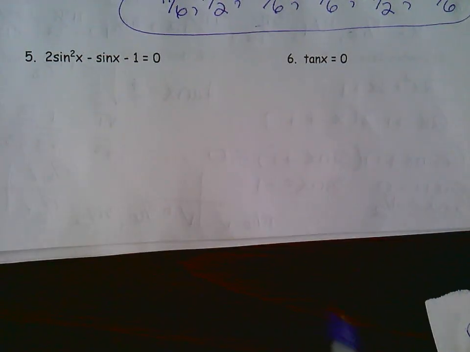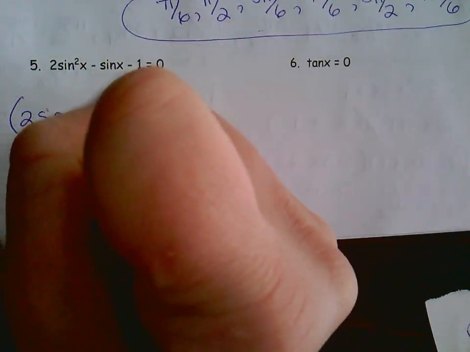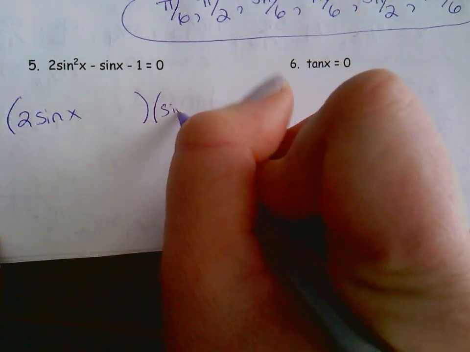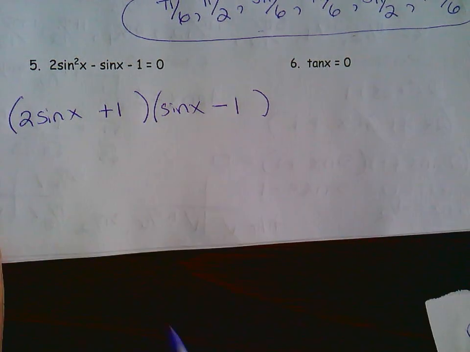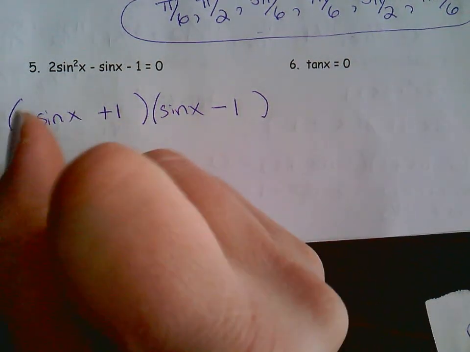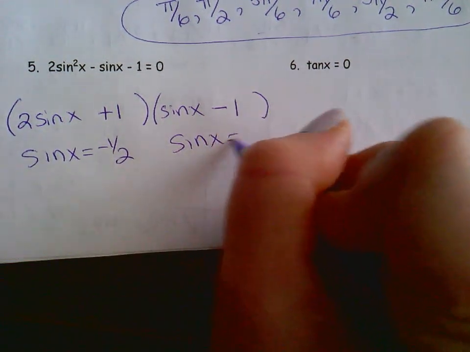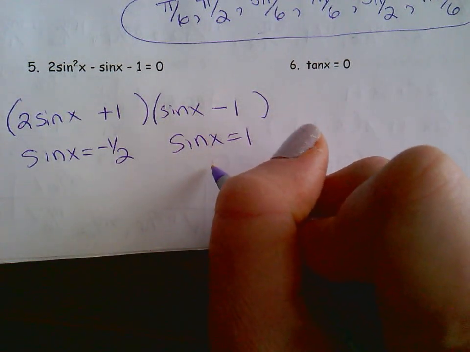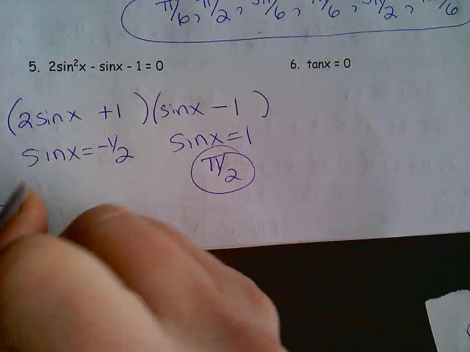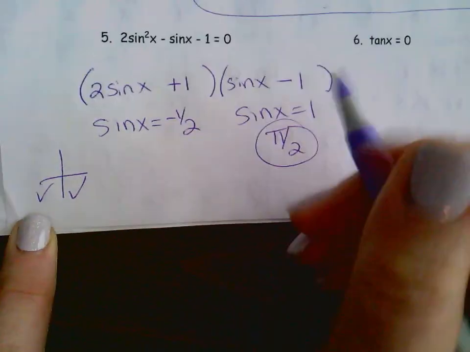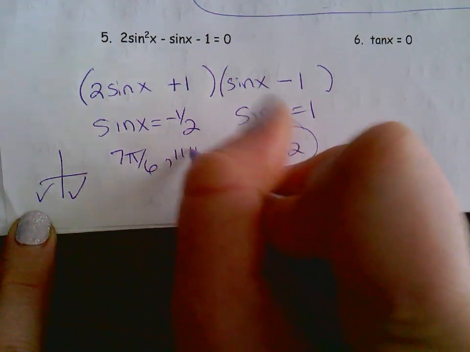This is another factoring one. It factors a little bit differently than the one on the front page because of that minus sign. So you'd have a minus here and a plus here to get the -2 sine, or negative sine of x, in the middle. Where is sine of x equal to -1/2, and where is the sine of x equal to +1? This one's easy, pi over 2. This one is the -30-degree angles. So 7 pi over 6 and 11 pi over 6.